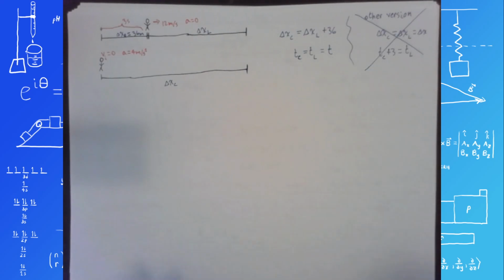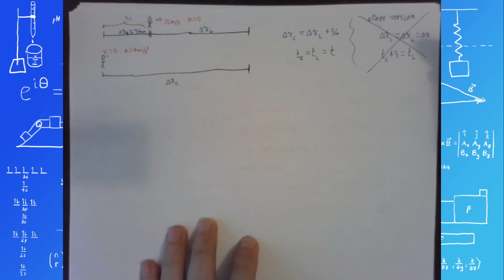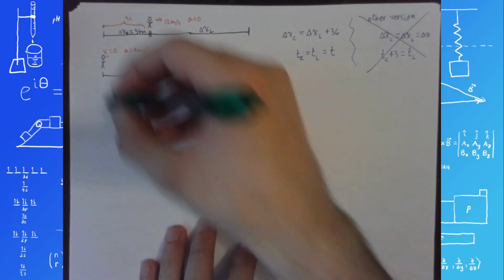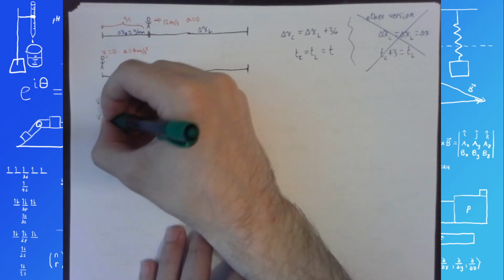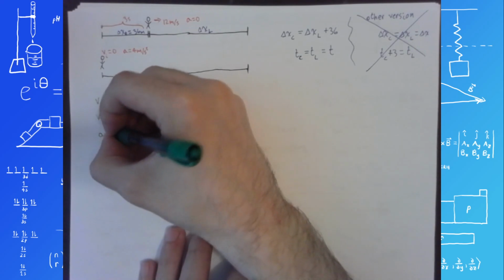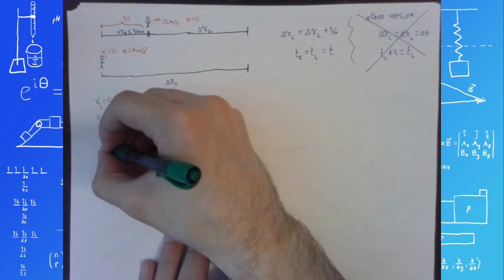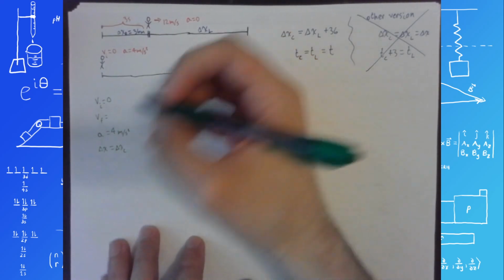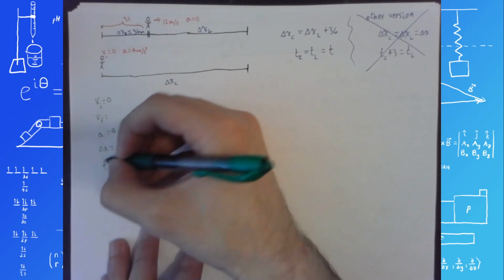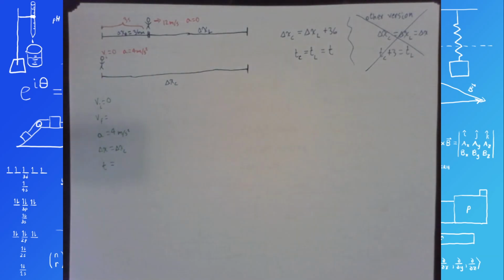Okay. So we've got that. Let's copy down the other values we know in a more organized fashion. So we have v initial is 0, v final unknown, acceleration 4, displacement is just delta x chaser, whatever that is, and time is just whatever that t is for both of them. Okay.